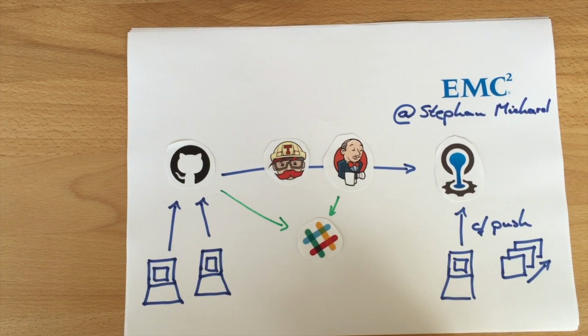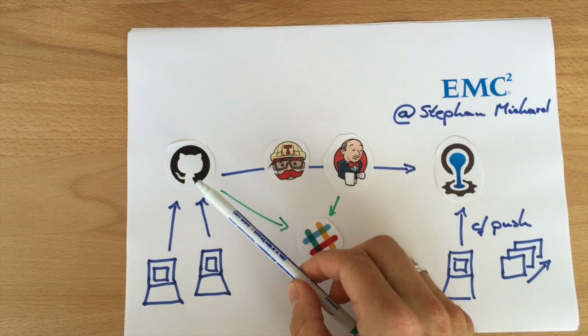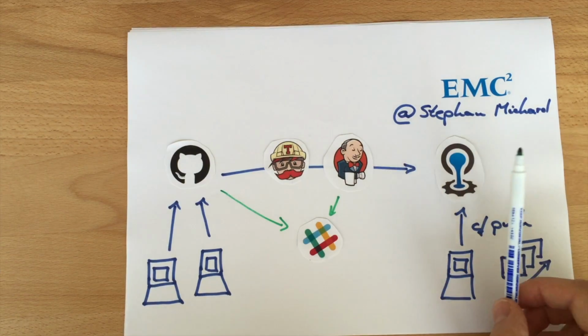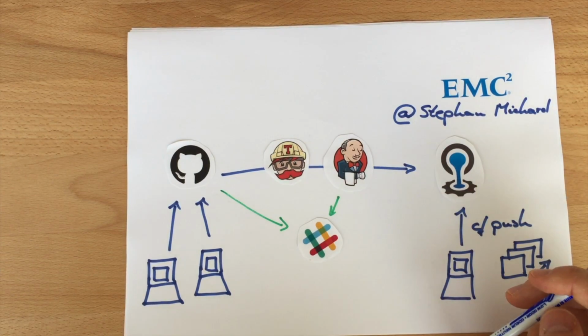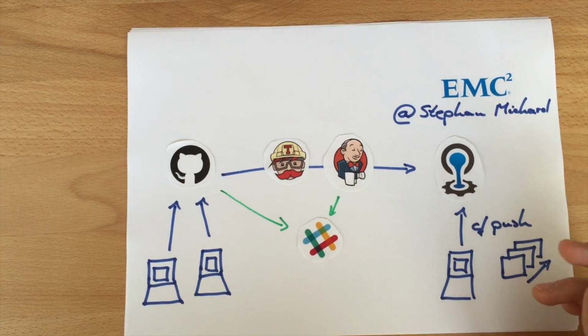To summarize, in this video I showed you how you can push one app to Cloud Foundry. Again, in the second video I'm going to show you how you can connect GitHub and Cloud Foundry via Jenkins, and in the third video I'm going to show you how to use Slack, how to get notified through Slack.